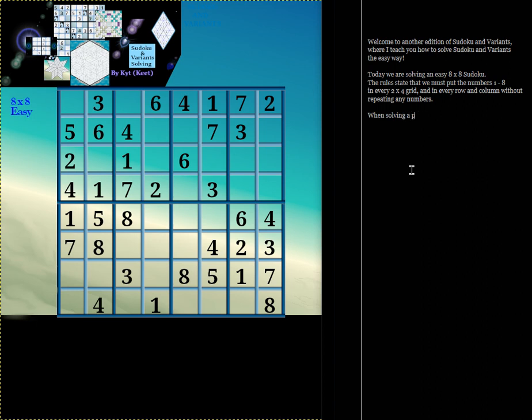When solving a puzzle like this one, it is useful to know that the numbers in the upper left of a 2 by 4 grid will be the same numbers used in the bottom right grid.